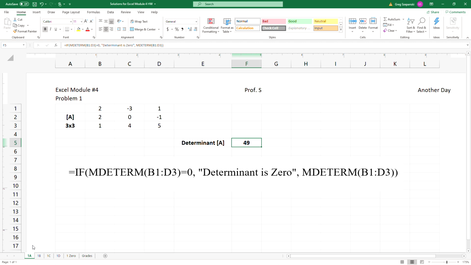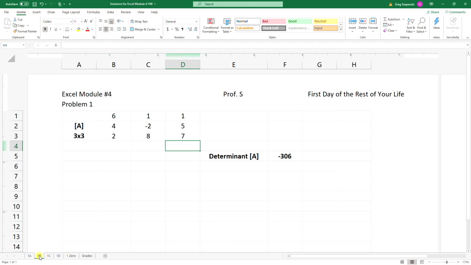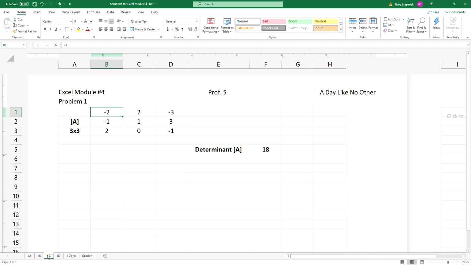So I did these all on separate sheets. The reason for that is personally I think it's easier to set up the equation once and copy the whole page when you're doing this multiple times. I didn't specify that in this particular one, but to me it's easier to do it this way. So you can see the second one has a defined determinant, minus 306.